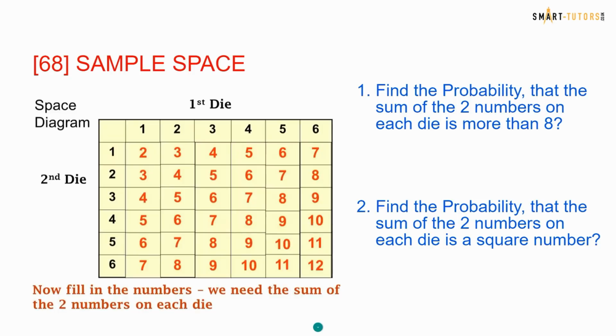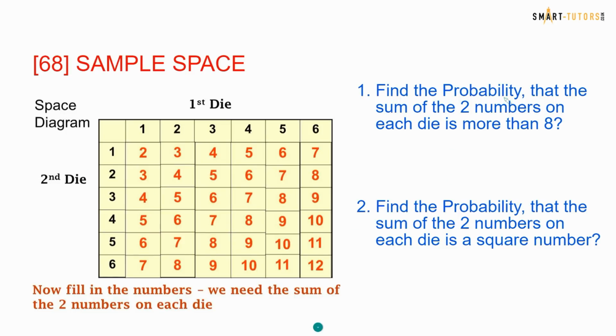Topic 68. Sample space. Sample space means, if you roll a die, the first die is here, the second die is here, 1 to 6 and 1 to 6, and now we fill in the numbers. We need the sum of the two numbers on each die. So 1 plus 1 is 2, 2 plus 1 is 3. If they ask for possible space or sample space, this is the diagram you need to draw, and you need to add the numbers and fill up the table.